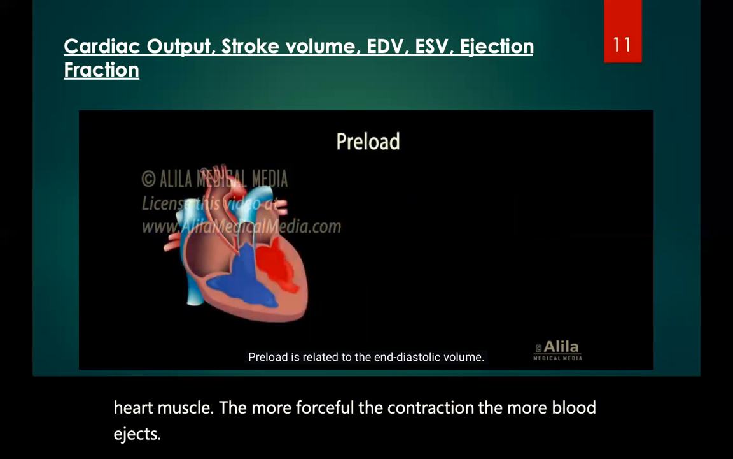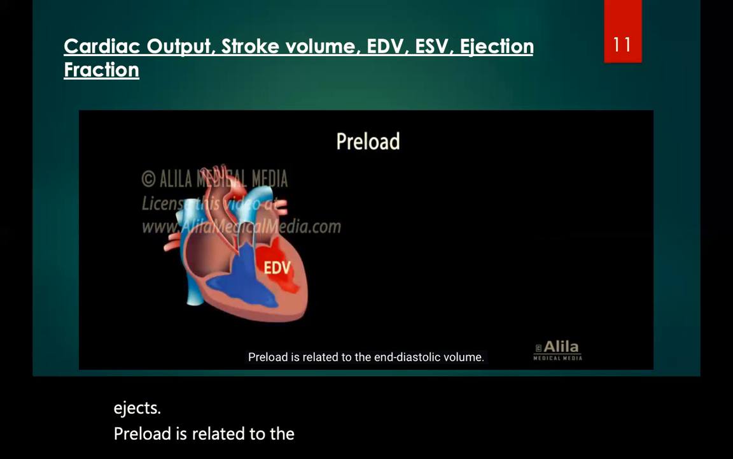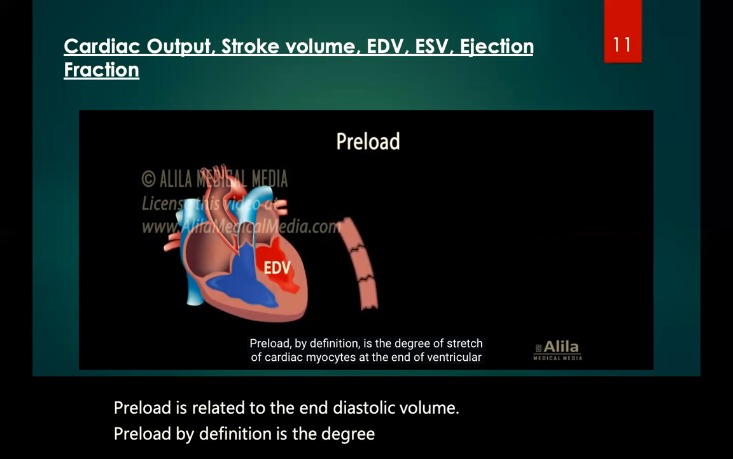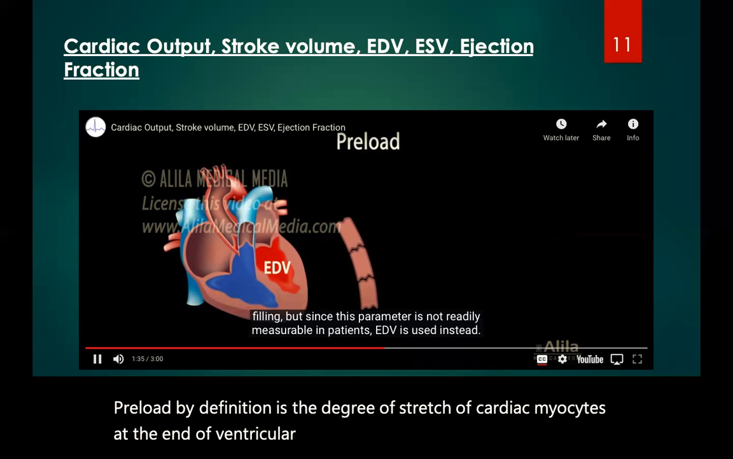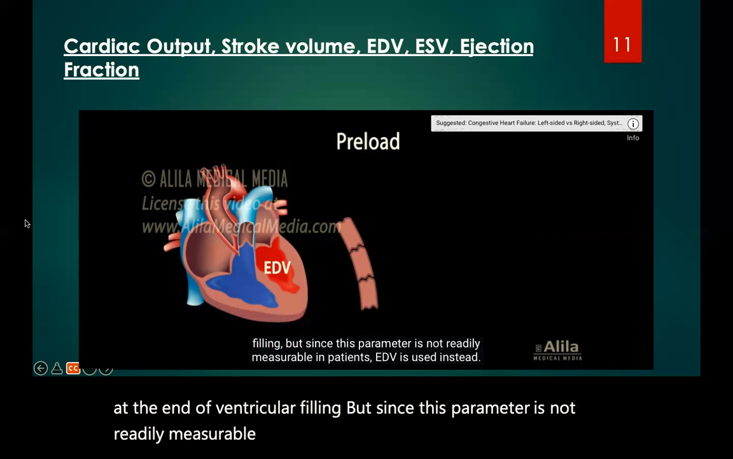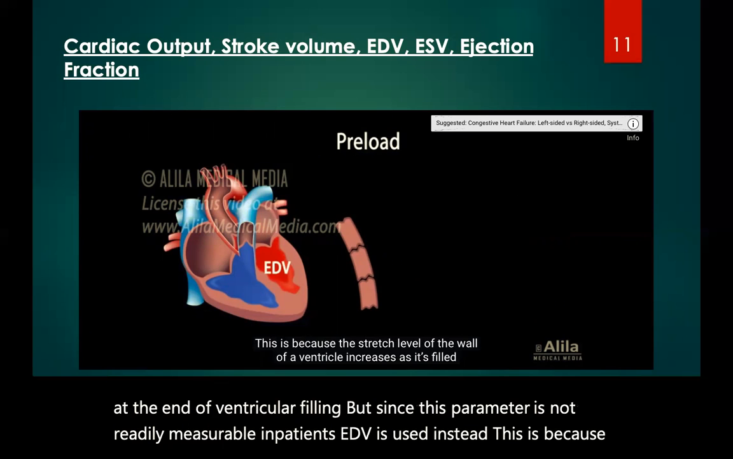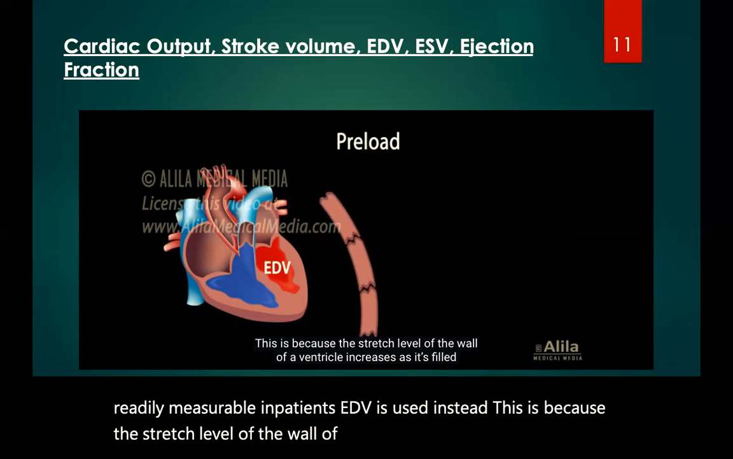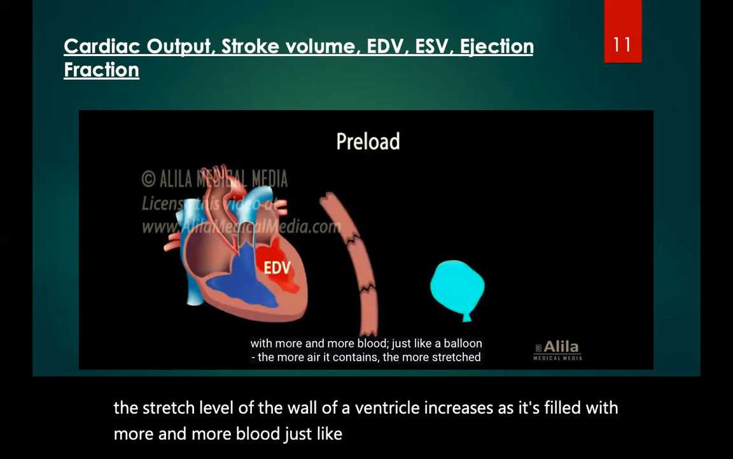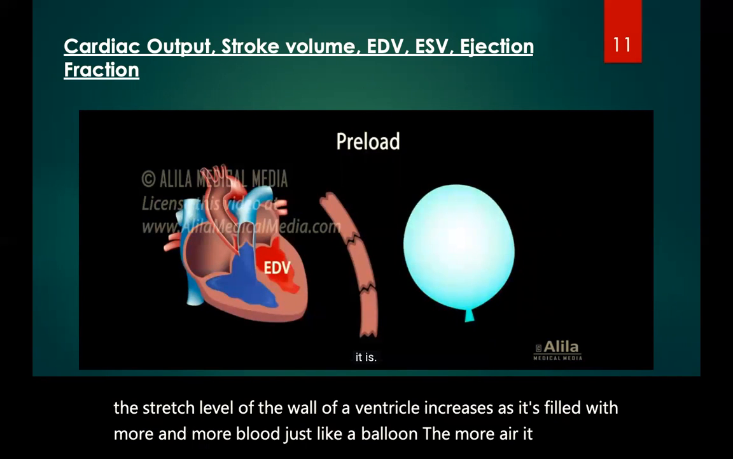The stroke volume equals EDV minus ESV and is dependent on three factors: contractility, preload, and afterload. Contractility refers to the force of the contraction of the heart muscle. The more forceful the contraction, the more blood it ejects. Preload is related to the end diastolic volume. Preload, by definition, is the degree of stretch of cardiac myocytes at the end of ventricular filling. But since this parameter is not readily measurable in patients, EDV is used instead.